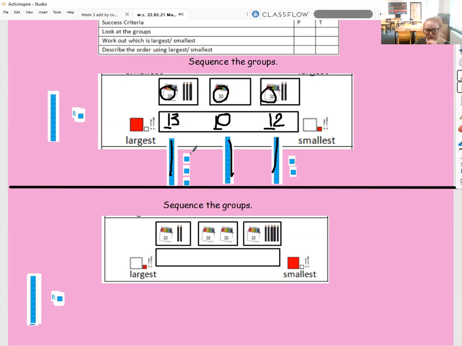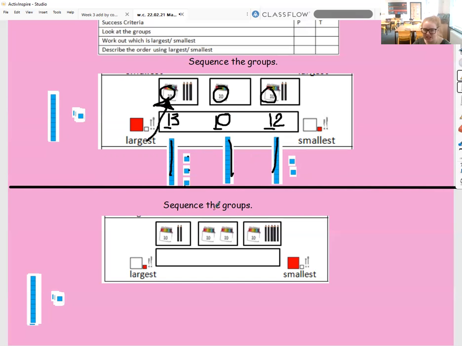So I know that 3 is larger than 0 and 2. So the largest is 13. I know that 3 is larger than 0 and 2 because I can see it's 1, 2, 3 is larger than 0 and 2. And now I want to know which is the smallest.